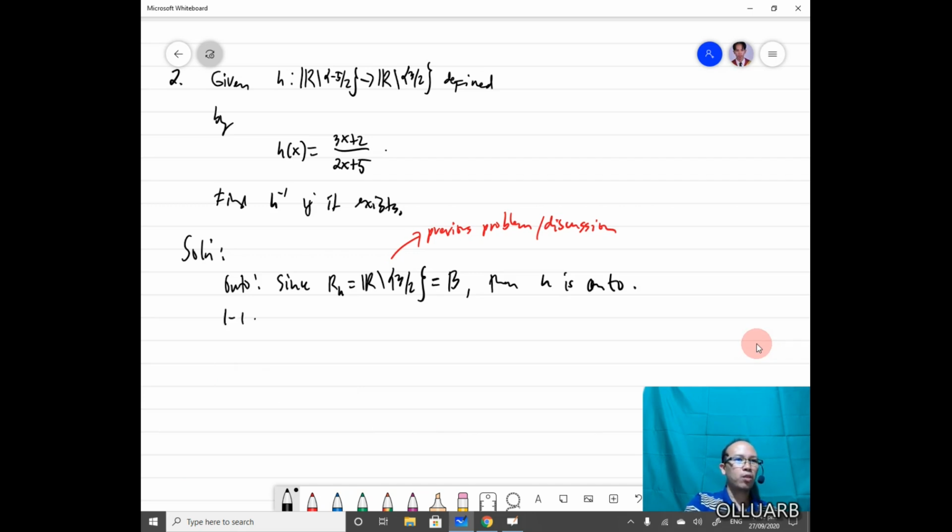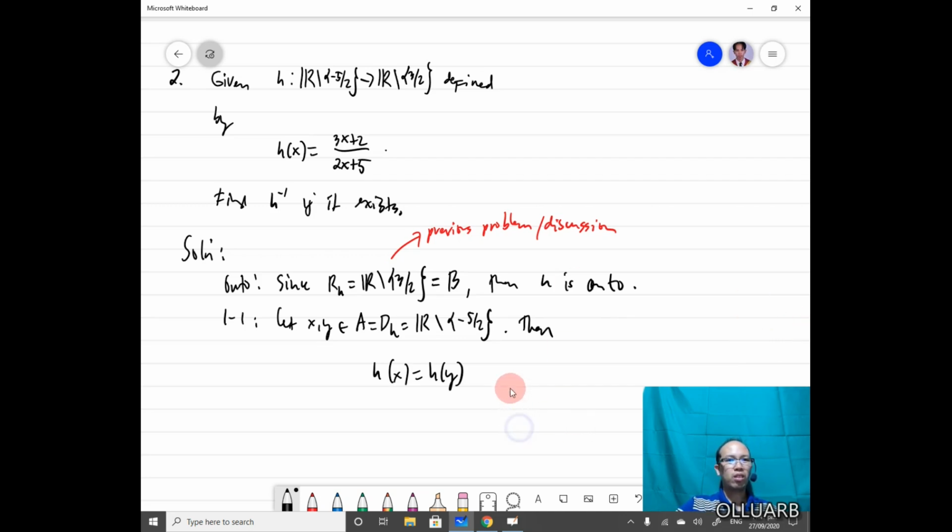How about for the one-to-one? So you have to get a value in the domain, which is set up for R, real numbers except negative 5 over 2. Then compute h of x and h of y.